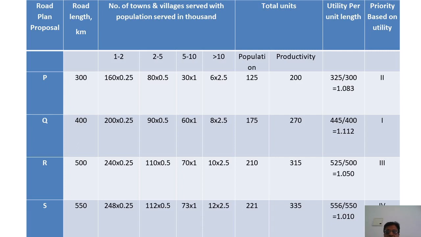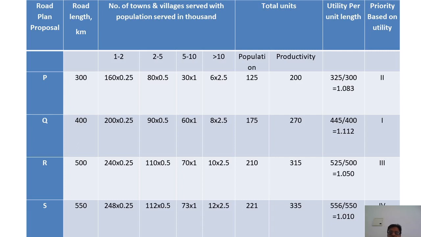So utility per unit length of road: you need to add both this population unit and productivity unit, divided by the total road length of the road network. That is 125 plus 200, 325, divided by the total road length, that is 300. So you are getting 1.083. Similarly, for Q, 175 plus 270, 445. Total road length is 400. So 1.12. Similarly, for R, you are getting 1.05, and for S, you are getting 1.0.